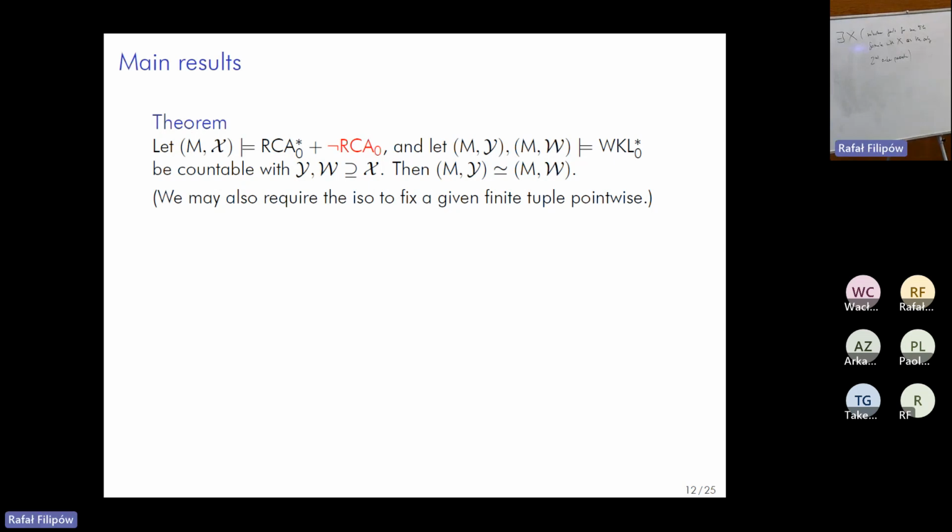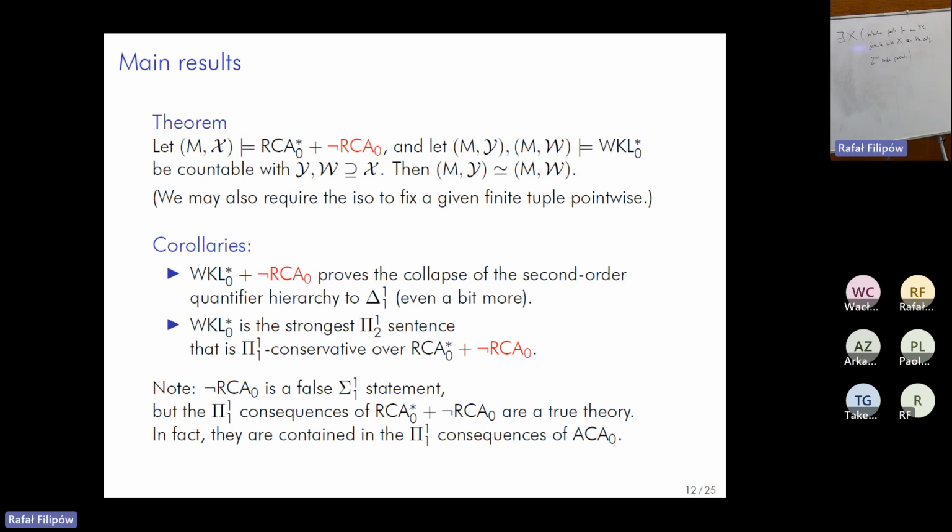And once you're working in a model of RC0* that has such a set, then there is only one way to extend it to a model with König's lemma. Any two extensions will be isomorphic. In fact, you may also require the isomorphism to fix your favorite tuple of sets and numbers pointwise. And this has a number of corollaries. I mean, this is a pretty rare thing in, say, the realm of theory subject to Gödel's theorem.